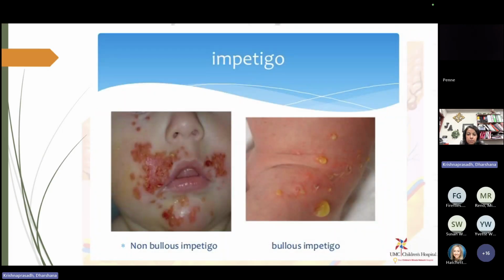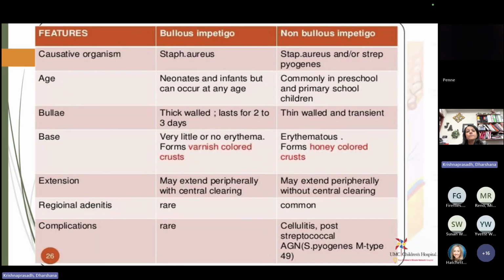There are two types of impetigo. You have the non-bullous, which is more crusty, patchy, classic honey crusted lesions. And then you have bullous impetigo, which are yellowish and honey colored, but they are bullae, so you have that fluid-filled blister appearance in these kiddos. To compare the two, bullous impetigo is more Staph aureus. It's more classic in the neonatal young infant.